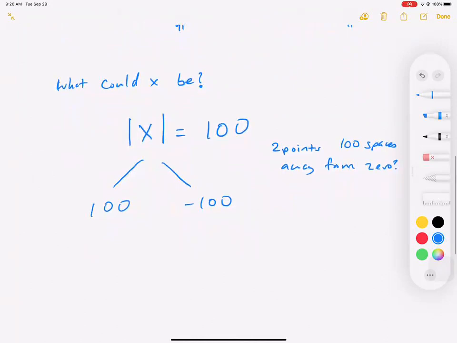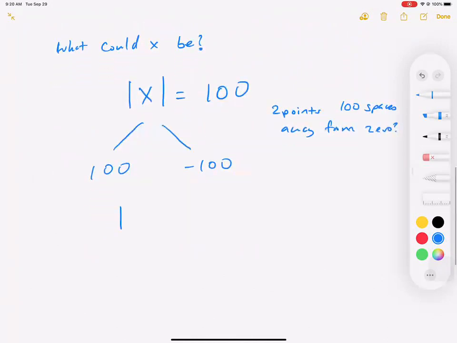So I'm trying to go backwards. What if I give you another one? What x value would be 3 spaces away from 0?